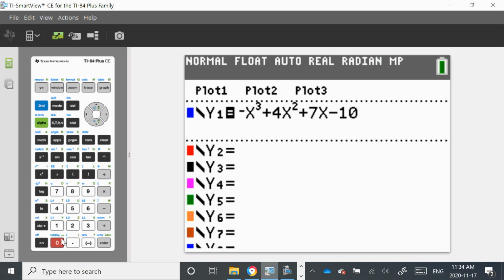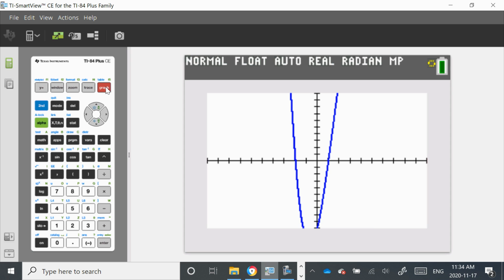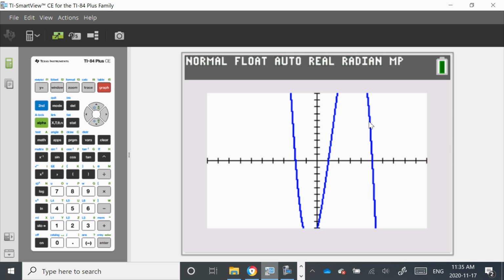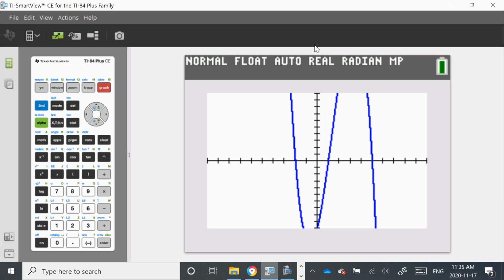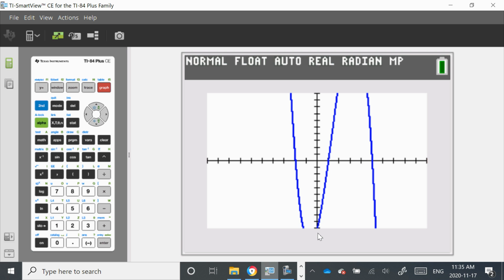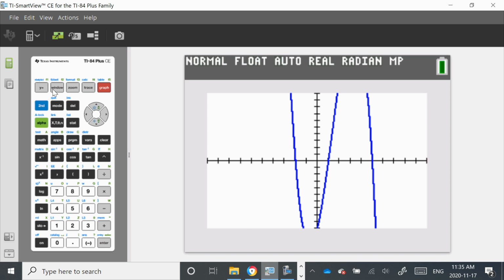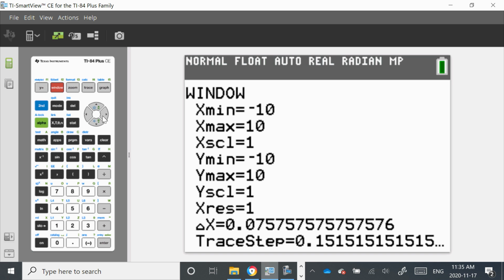Okay, from here, let's graph this. And what I want to do is I want to be able to see this graph a little bit more. So this is a 10 by 10 window. So it goes x is 10, y is 10. Let's go up to an x max of maybe 20 and a y min of -20. So go to window on your calculator and let's change our window. So let's change our y minimum to -20 and our y maximum to 20.